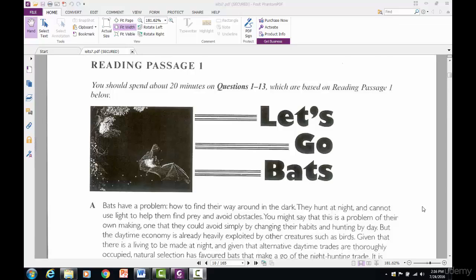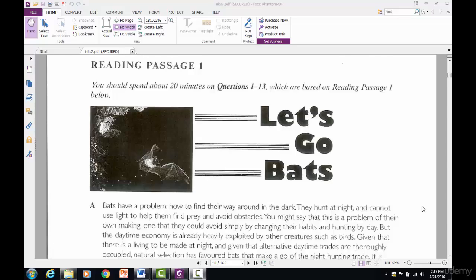Okay, everyone. So let's take a look at another paragraph location question. This is from book number 7, the Cambridge book number 7.